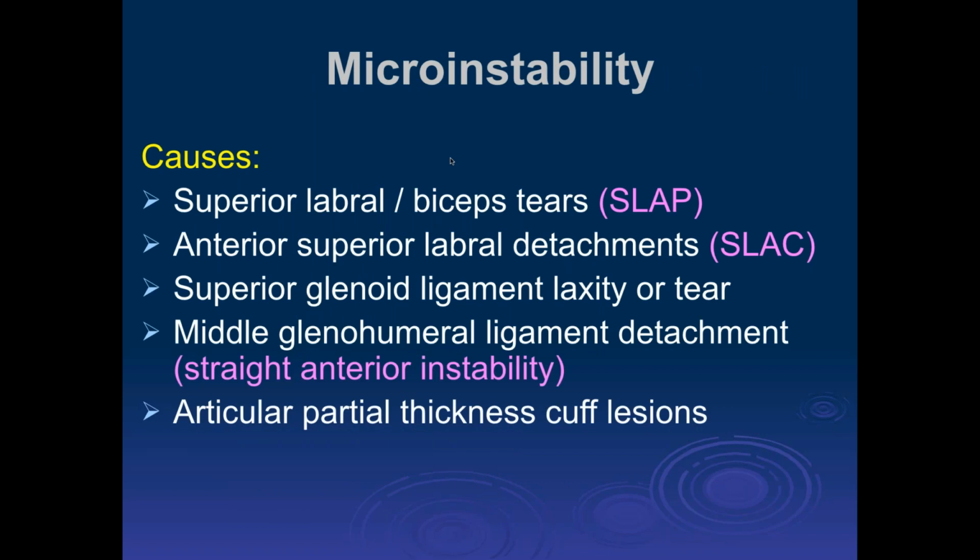So part of this complex are superior labral anterior posterior tears, superior labral detachments or slack, superior glenoid ligament laxity or tear, middle glenohumeral ligament detachments, which are pretty uncommon. I think we've already seen some tears of the middle glenohumeral ligament, and articular partial thickness cuff tears are kind of in this category. In this category, the thing that's gotten the most attention really are SLAP tears.